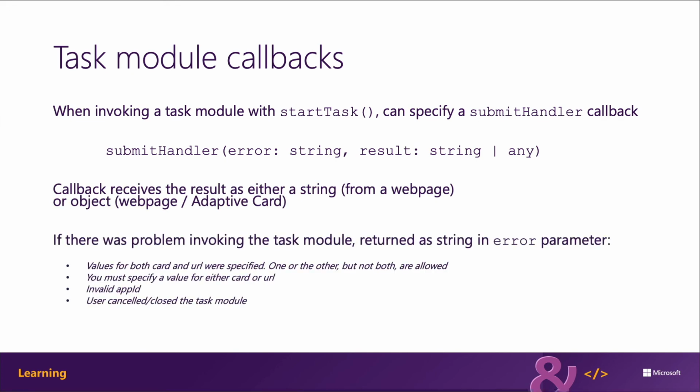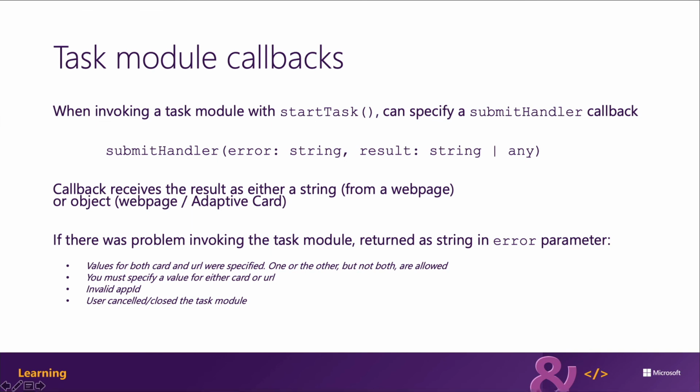If there was a problem invoking the task module, it's going to be returned to you in one of the following common errors that you may see. There's one error called the values for both card and URL were specified. They were specified, but we can't have both of them. We have to have just one. The task info contains values for both the URL and the card property. These are mutually exclusive. You should only use one of these because you're either using a URL or a card.